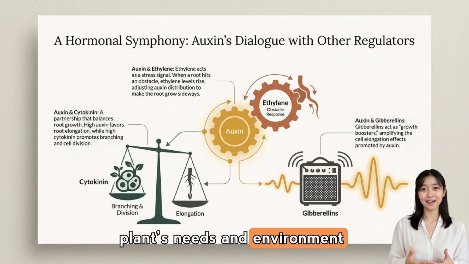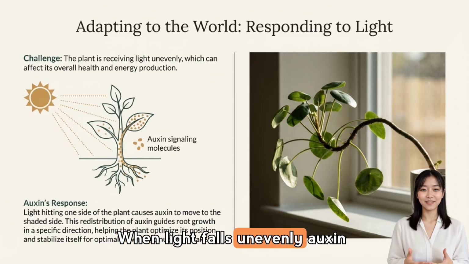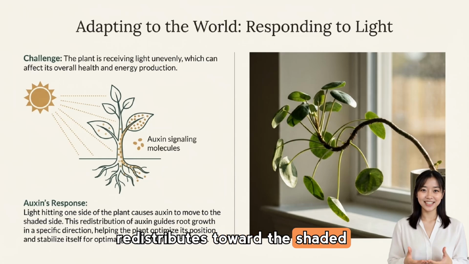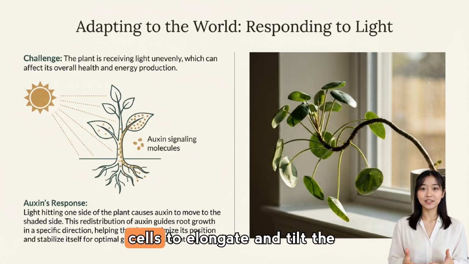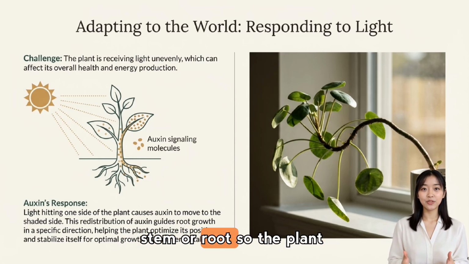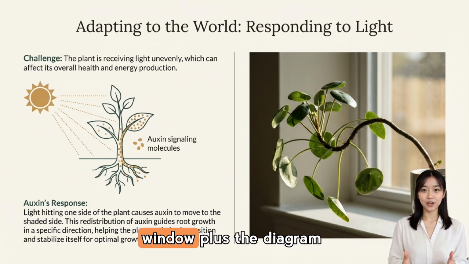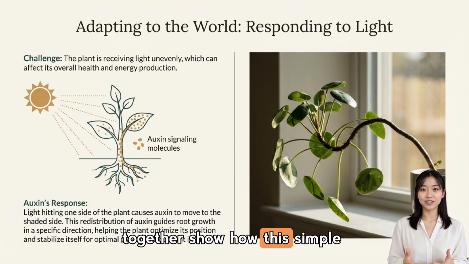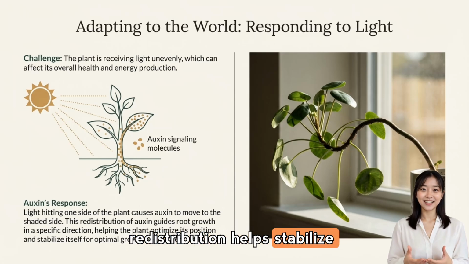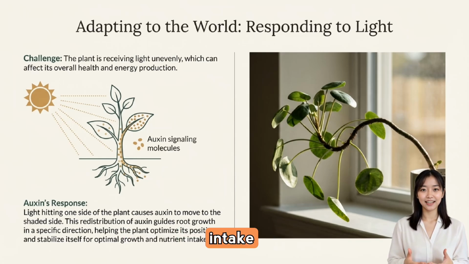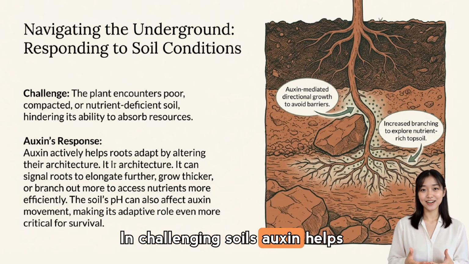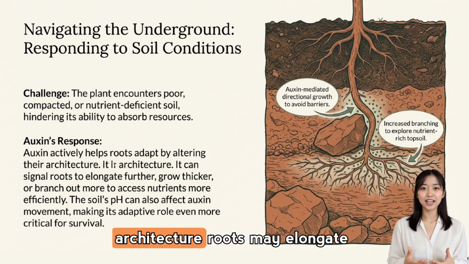When light falls unevenly, auxin redistributes toward the shaded side of a plant, prompting those cells to elongate and tilt the stem or root so the plant optimizes its position for light capture. The photo by the window plus the diagram together show how this simple redistribution helps stabilize growth and improve nutrient intake.